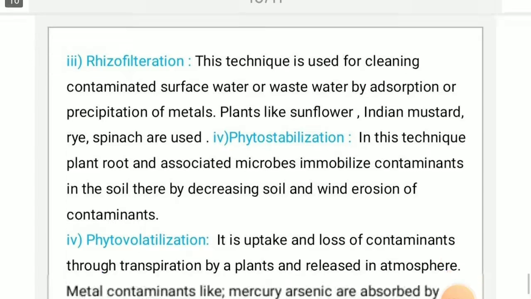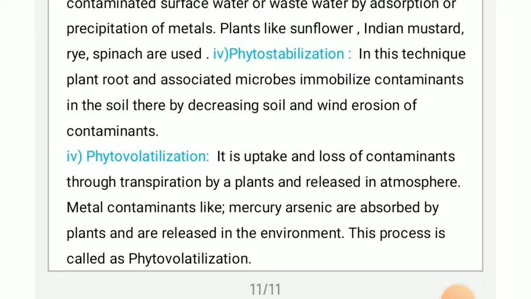Next one is phytovolatilization. It is the uptake and the loss of the contaminants through transpiration. This is again one phenomenon associated with phytoremediation. Volatilization means the conversion of the metal into the form of vapor. This vaporized form of the toxic metals, heavy metals or hazardous chemicals directly escapes out by the help of the rate of transpiration. It is the uptake and the loss of the contaminant through transpiration by the plant, released into the atmosphere. This is called phytovolatilization.